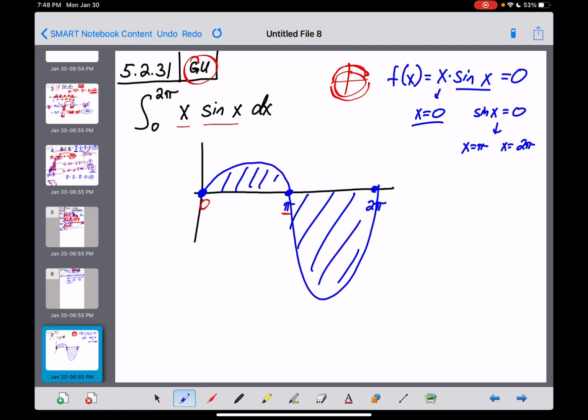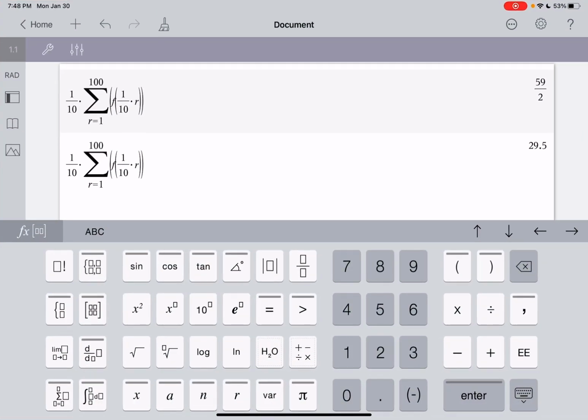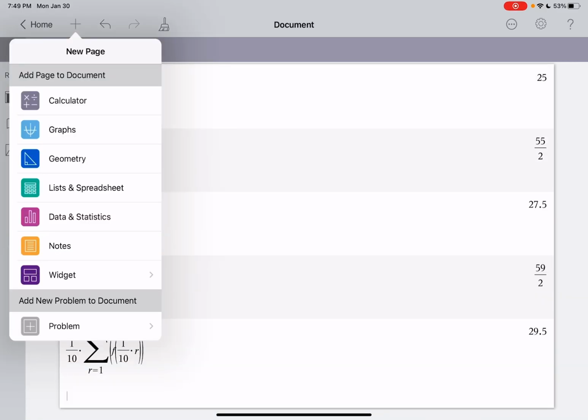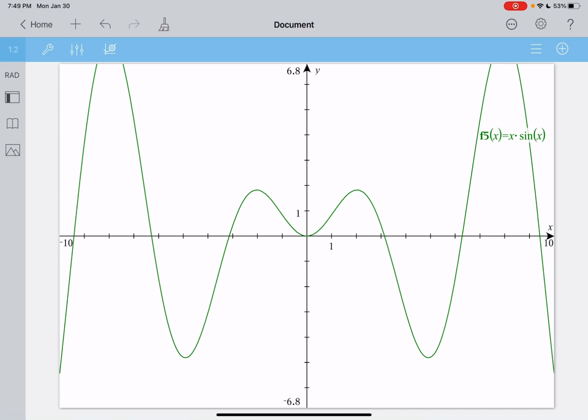But I think I should probably graph this just to find out. So x times the sine of x. So I am going to add a page right here to this document, a graph. And here we go. F, wherever I am, is going to be x multiplied by the sine of x. All right, and yes, I'm in radians. Yeah, we're all good right here. So remember, guys, we only care about this graph starting at 0, which obviously is at the origin, and ending at 2 pi, which is about 6.28.